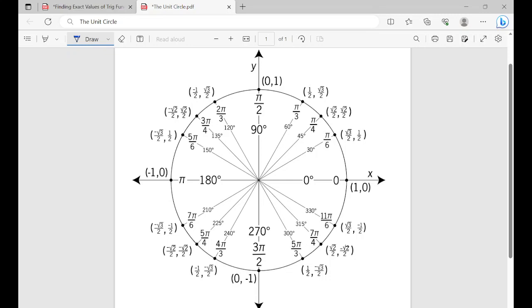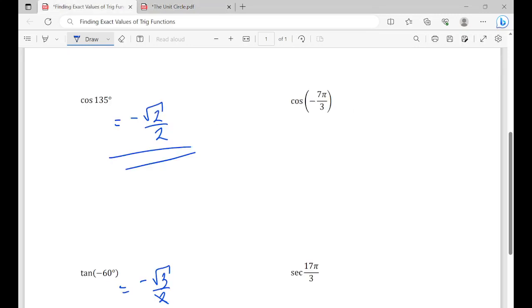So since it's -7 pi over 3, that means we go around the unit circle one revolution in the clockwise fashion, and then we go just one more -pi/3 to get here. And since it's cosine, we want the x value, which is 1/2. So cosine of -7 pi over 3 is 1/2.